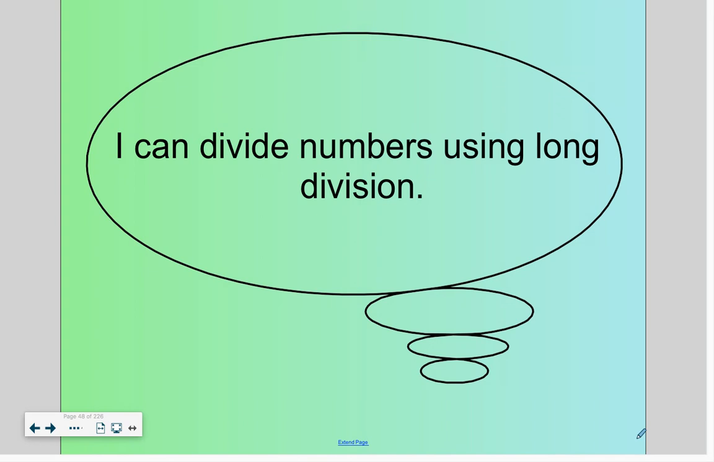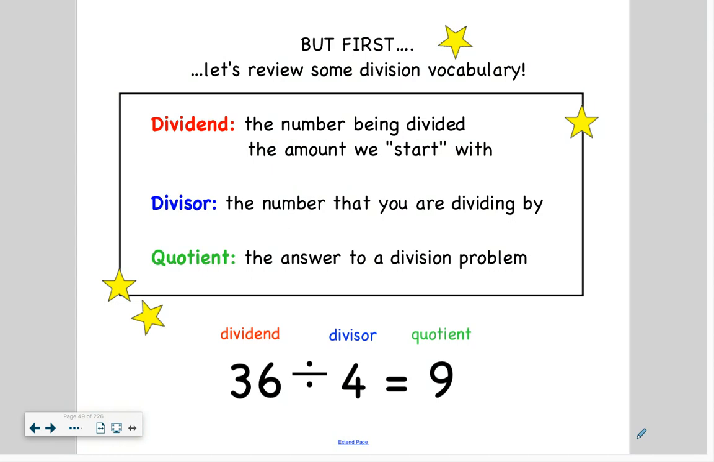Hello. Today we are going to learn how to divide numbers using long division. But first, let's review some division vocabulary. The dividend is the number being divided. It is the amount that we start with.